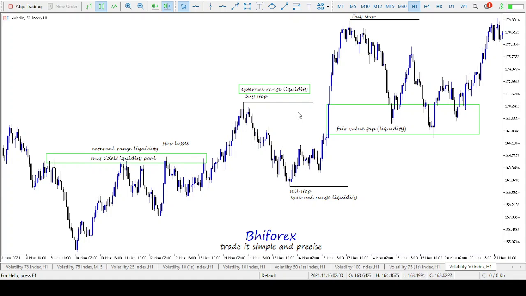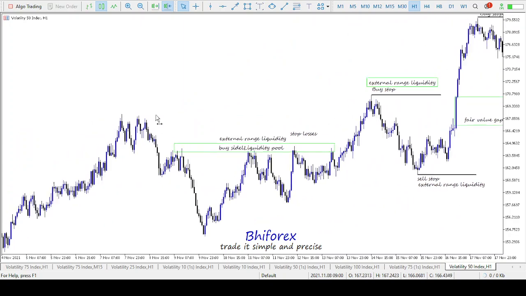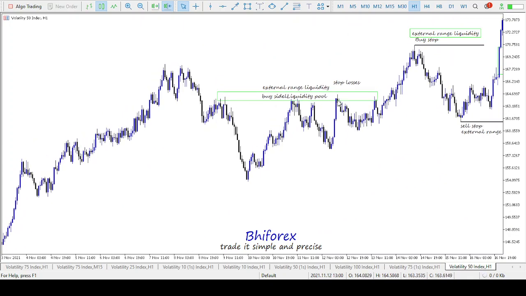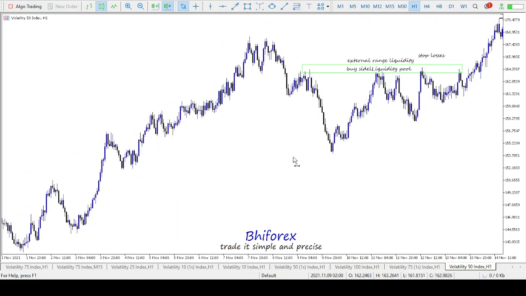Okay. So for instance, this is a buy stop, and that makes it a liquidity point. Price goes there, takes the buy stop. Okay. So another one is price creates equal highs, goes to take those equal highs, and so on and so forth.